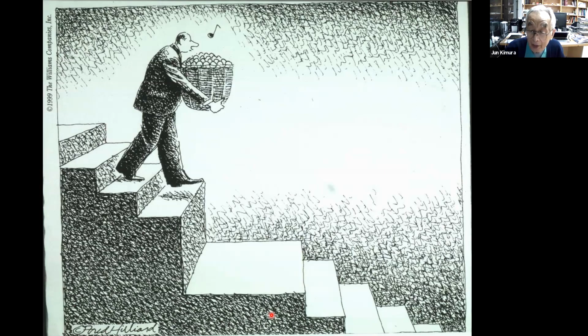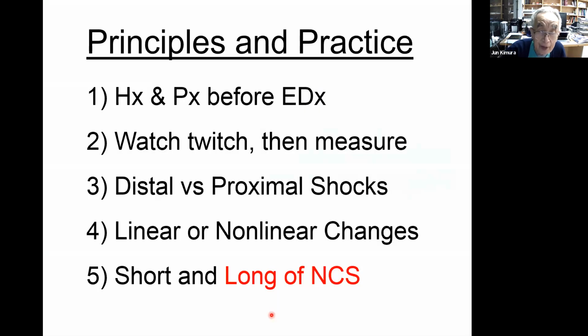And for the long segment, we covered all these 5 points. For the long segment, we use a completely different approach, like F-wave and H-reflex, which I would like to talk to you about some other time. But today is short segmental stimulation. I think this is a good place to conclude. Thank you very much.